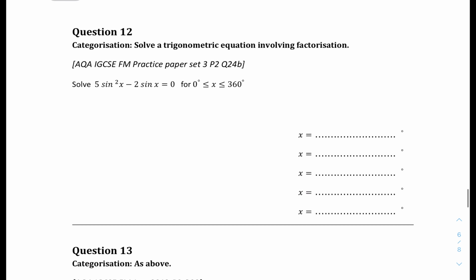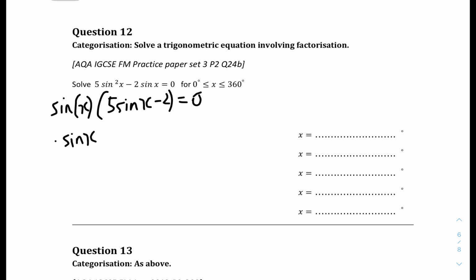Then we have question 12, solve 5 sine squared x minus 2 sine x equals 0. So we can factorize sine x out of everything. So it will be sine x, in brackets, 5 sine x minus 2 equals 0. So we have two solutions here, two equations. So it will be sine x equals 0, and 5 sine x minus 2 equals 0, which is just sine x equals 2 over 5. So we can solve this first.